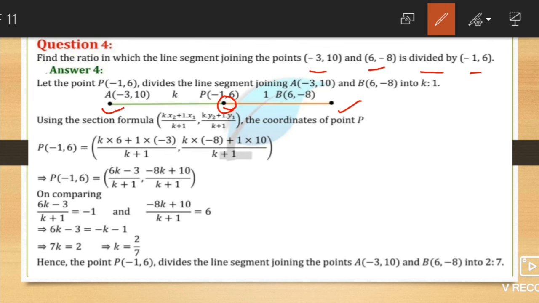Since you don't know the ratio, you can consider the ratio as k is to 1. You can consider m1 is to m2 also, but k is to 1 will be the easier one. So you can consider m1 is to m2.